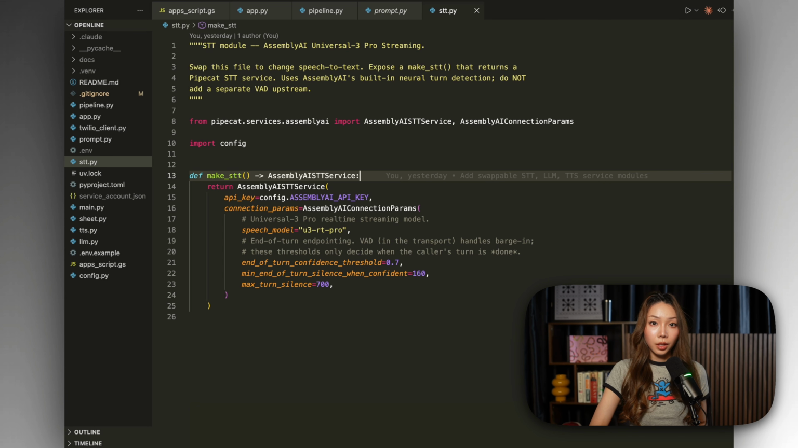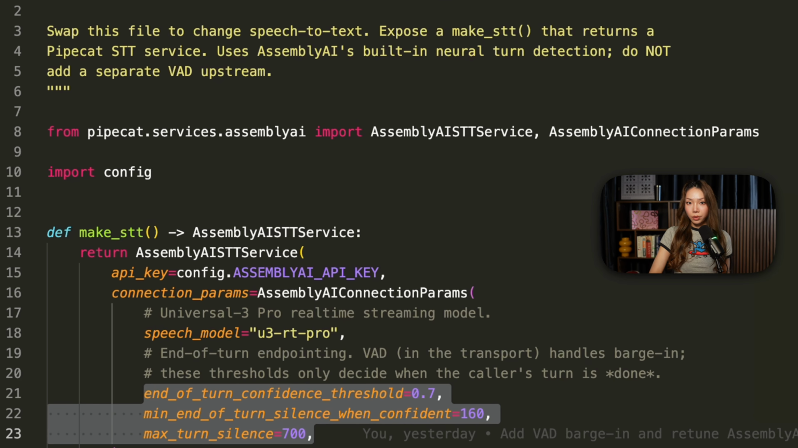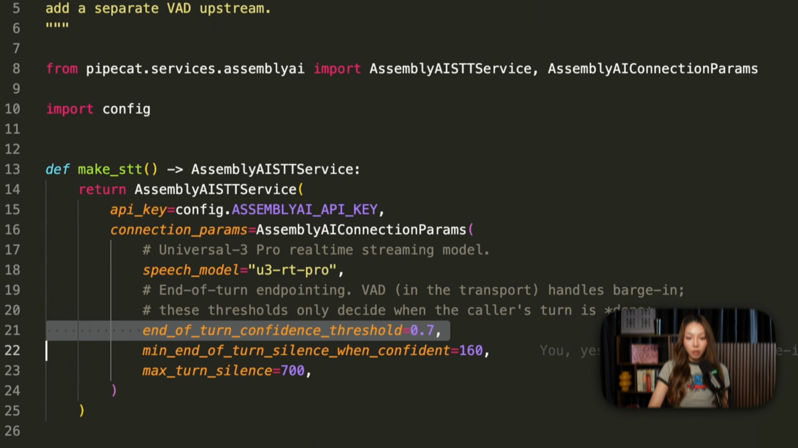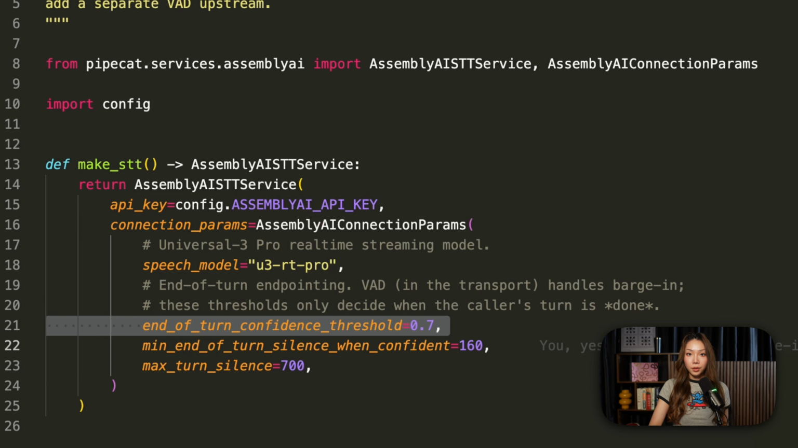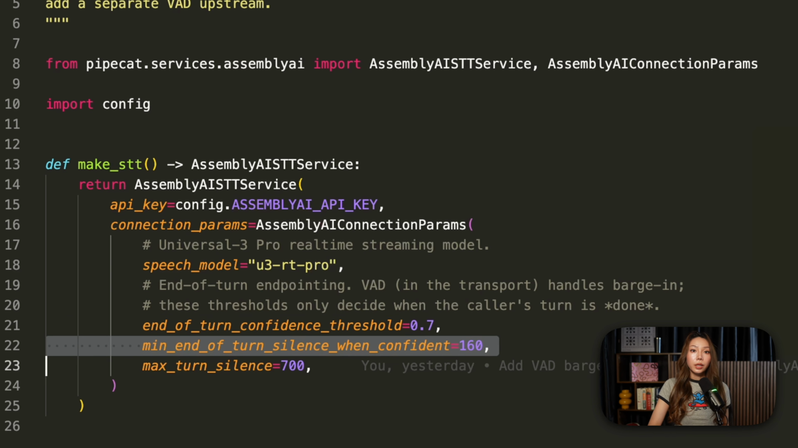This problem has a name. It's called turn detection. Figuring out where one person's turn ends. We hand that whole problem to AssemblyAI's streaming model, and these 3 numbers are the dials that control it. Let me translate them, because they read like noise and they're actually simple. The confidence threshold, 0.7, is how sure the model has to be that the turn is over before it commits. 70% sure. The second number says when it is that confident, only wait 160 milliseconds of silence before letting the agent jump in. That's a snappy natural gap.